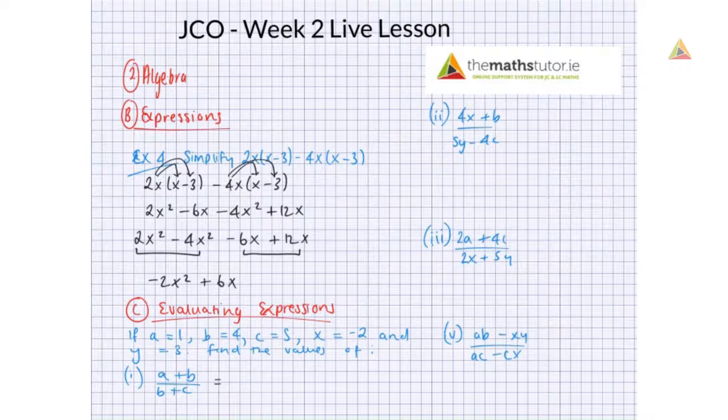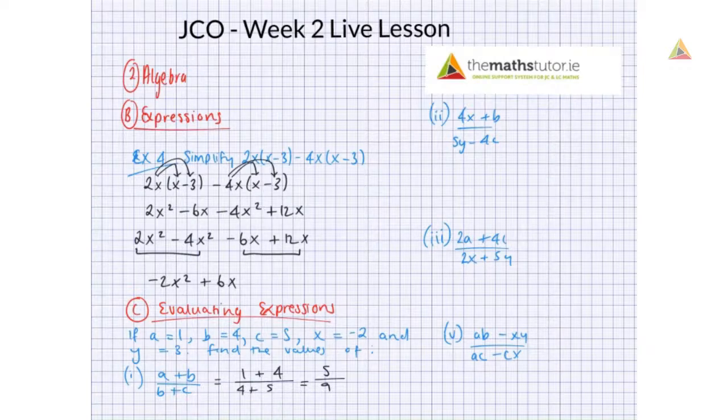You were told that a is 1, b is 4, c is 5, x is minus 2 and y is 3. So you're subbing in values. So a plus b is going to be 1 plus 4 over b plus c. So that's going to be 4 plus 5. 1 plus 4 gives us 5. 4 plus 5 is 9. So the answer is 5 ninths.